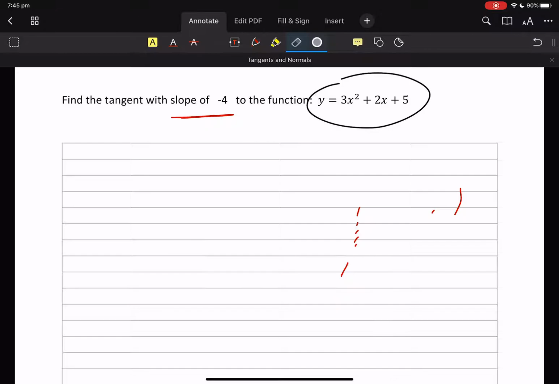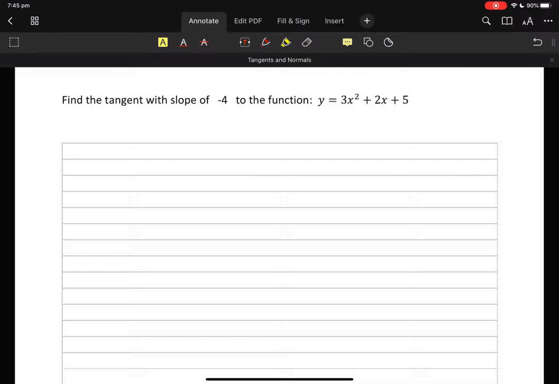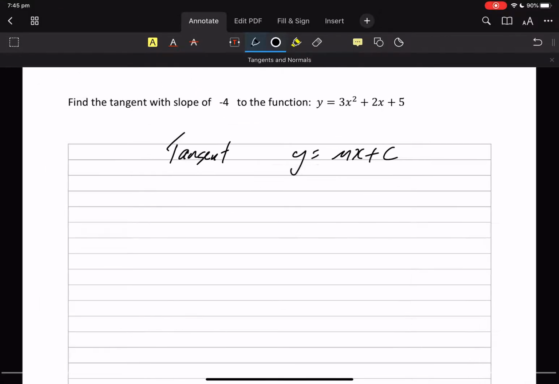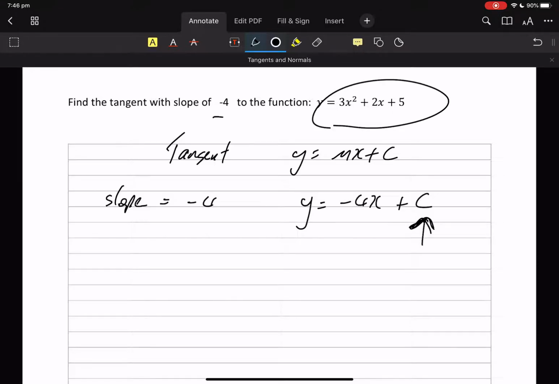So again, a quick sketch can help you calm yourself so you know what you're doing. So the tangent must be in the form y equals mx plus c. We actually already know the slope. Slope, my gosh, equals minus 4. So we already have y equals minus 4x plus c. Can you see that all we need to find is a point? We need to find the point on this function that has a slope of minus 4.